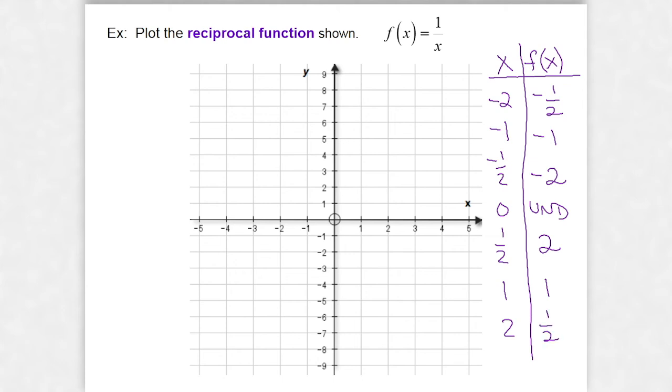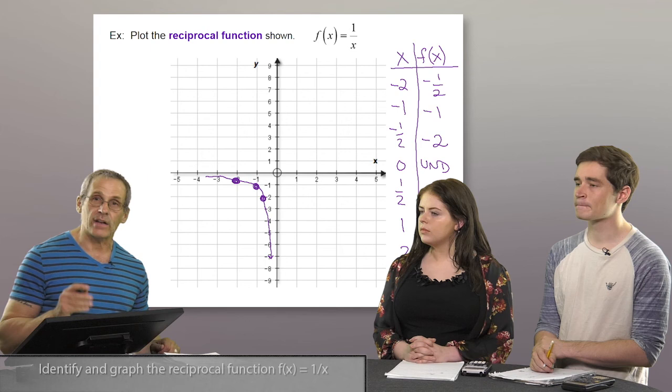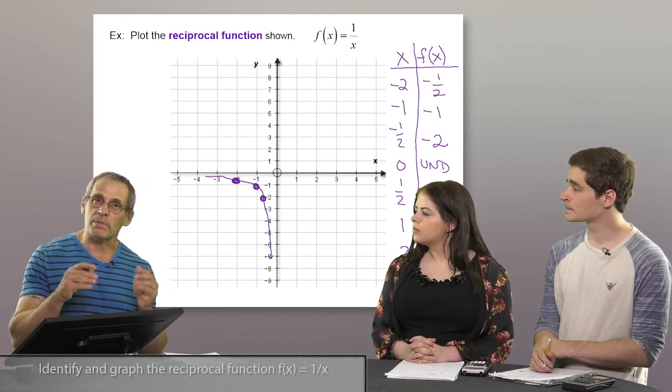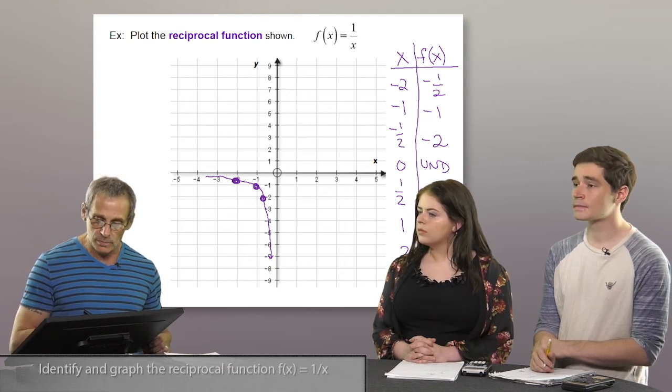So now we'll go ahead and plot these points, and there's 6 points that we need to plot. So we'll take a look at -2, -1/2, be right about here, -1, -1, -0.5, -2, and let me draw that particular branch. As I get closer to 0 from the left, like -1/10, the output would be -10. And so this branch actually dips down as it approaches 0.